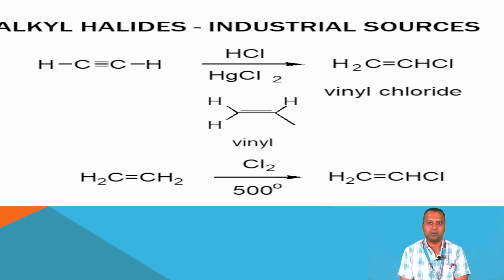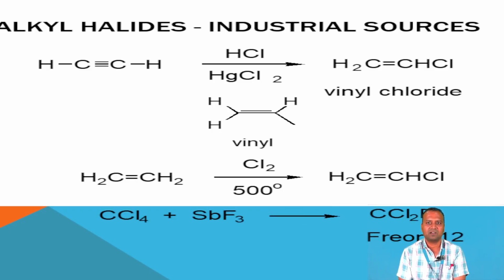Now, what is the formula of the vinyl? We can see on our screen the vinyl is a two carbon compound having the chlorine attached to the double bond. We can prepare vinyl chloride by another process, that is the reaction of ethylene with chlorine at a high temperature, 500 degrees Celsius, and we get vinyl chloride.